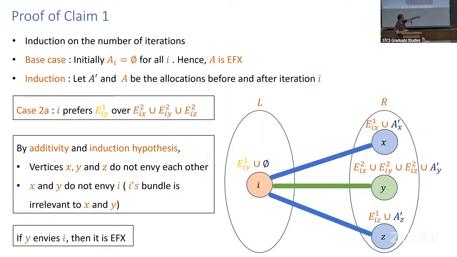Since I's bundle from the previous iterations would be empty, because in iteration I, all the edges that are incident to I are allocated among I, X, Y, and Z, that is, among I and its neighbors. That is the reason I's bundle from the previous iteration would be empty. So any new envy would be from Y to I, that is its favorite neighbor too.